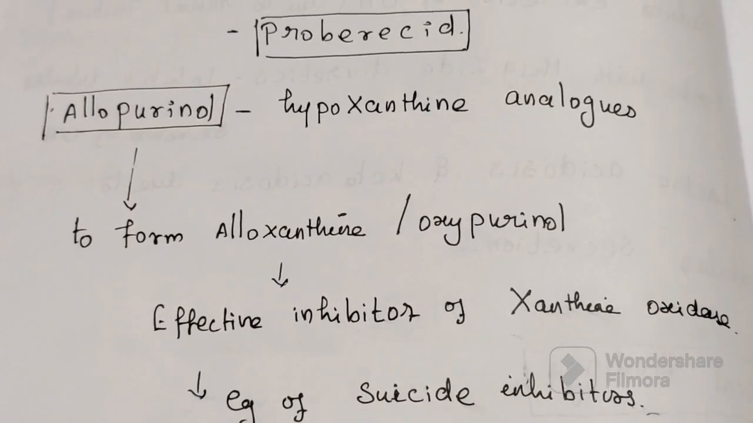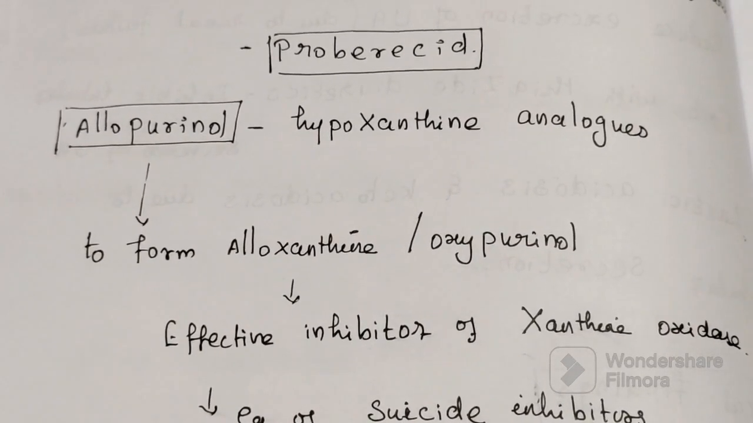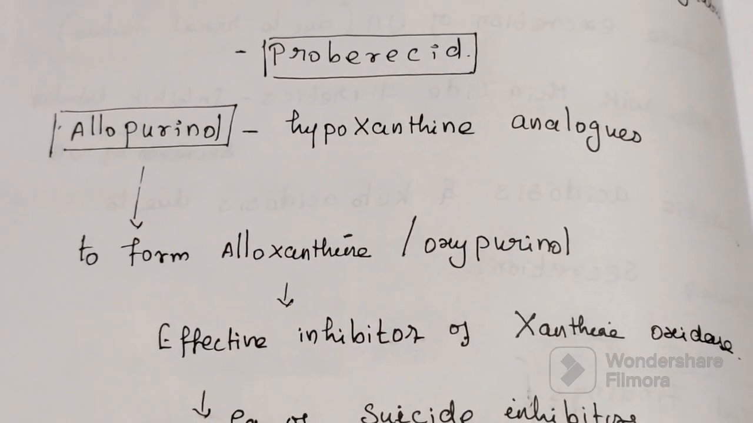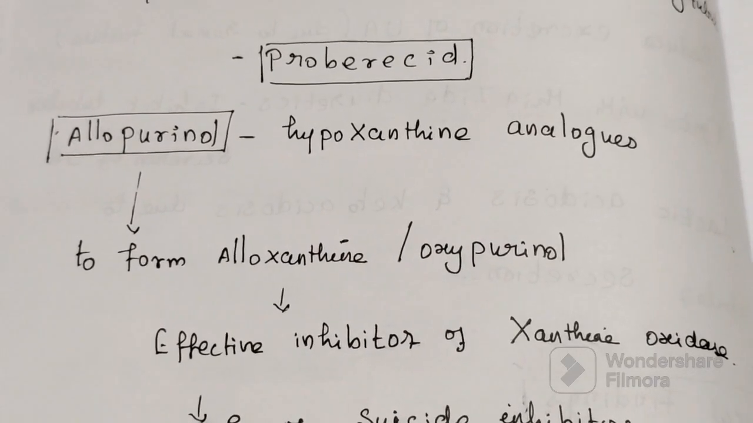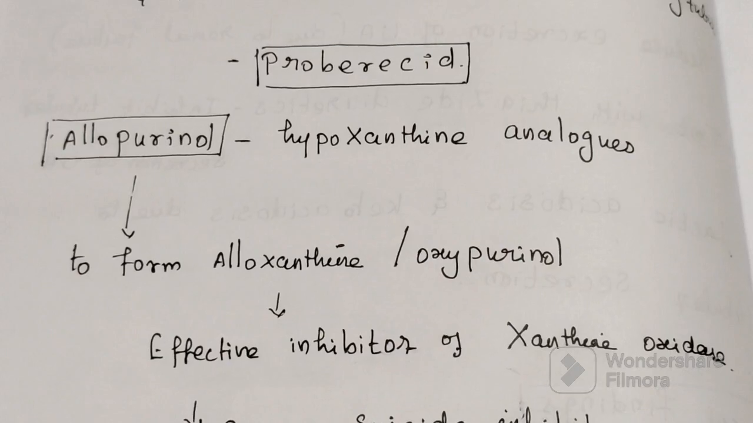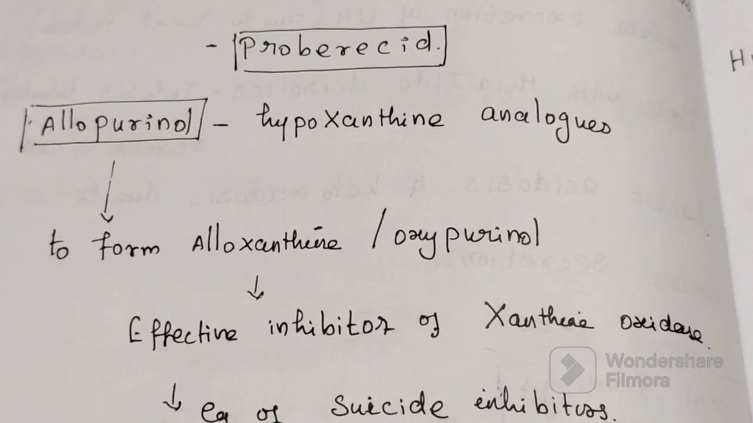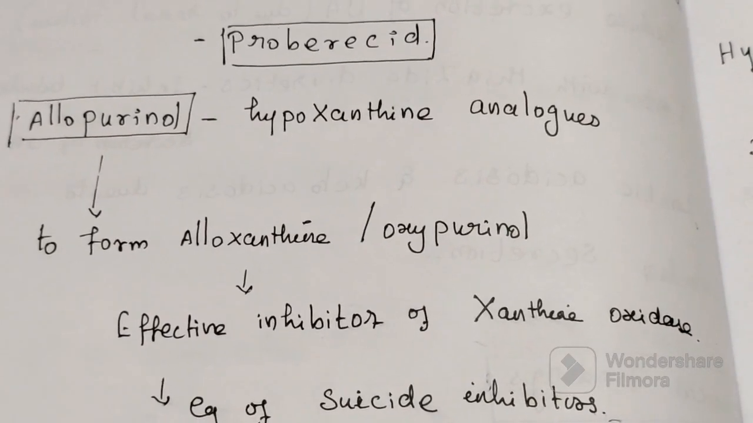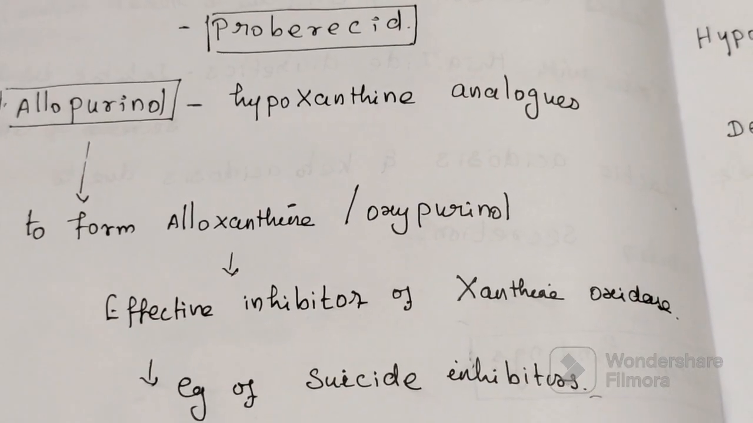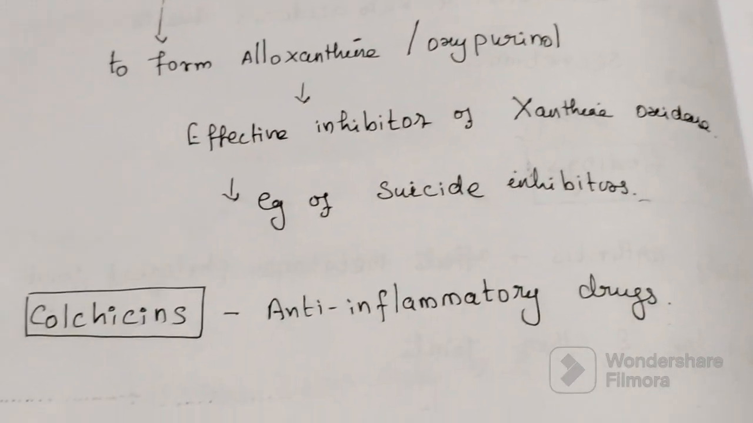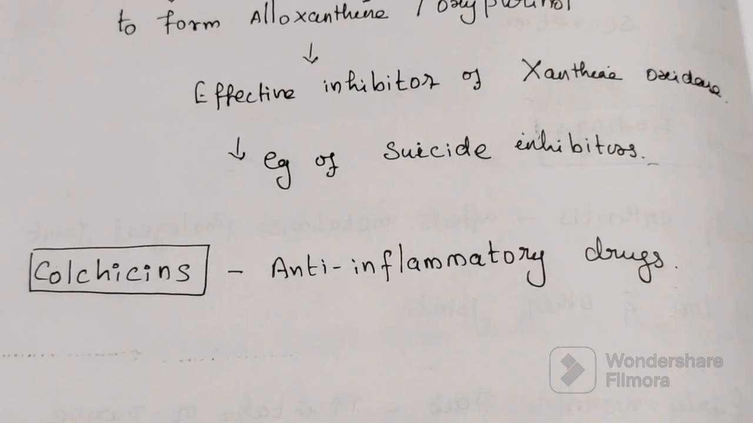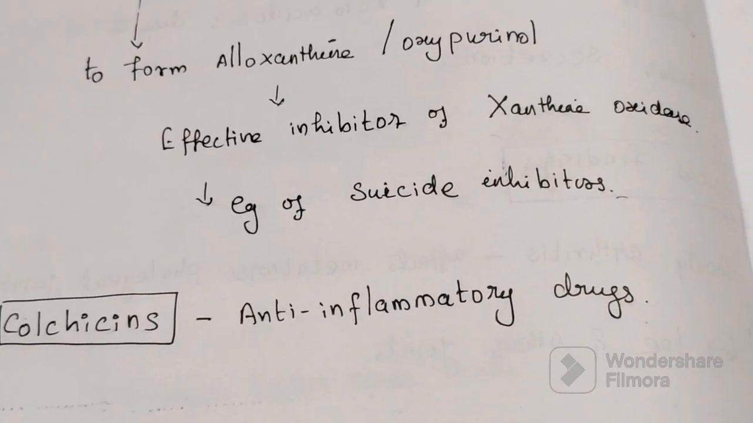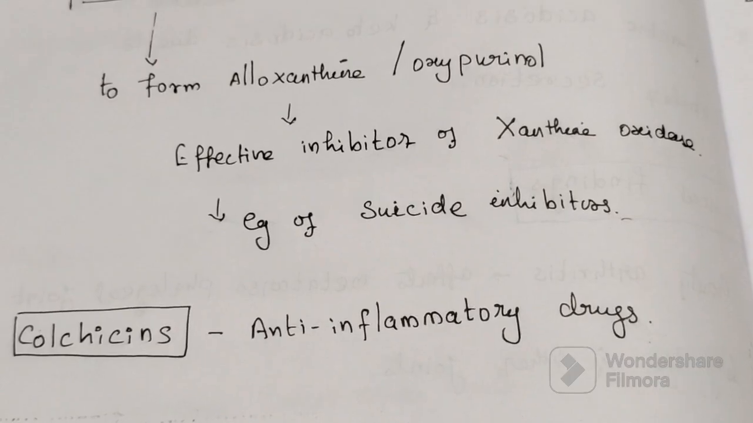So allopurinol, a hypoxanthine analogue, is acted on by xanthine oxidase to form alloxanthine. Alloxanthine is an effective inhibitor of xanthine oxidase. This is the mechanism of action. Xanthine oxidase is inhibited, so uric acid is not formed. Then colchicine, an anti-inflammatory drug. So this is all about gout.